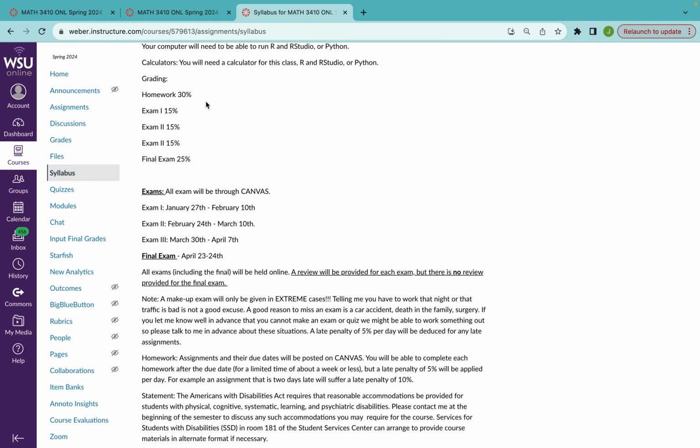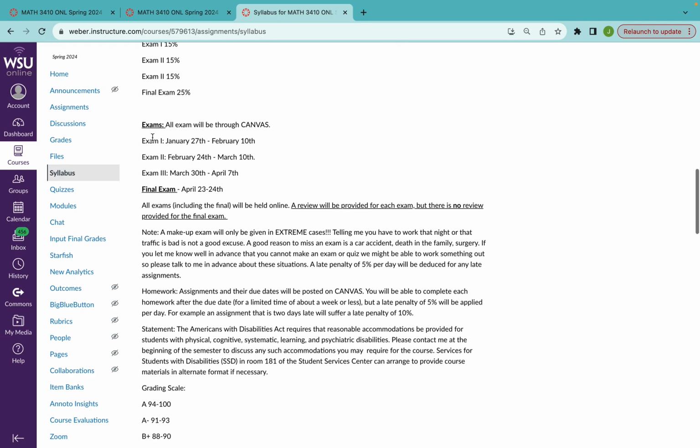So in terms of how you earn your grade, the homework is 30% of your grade. That's worth 2 exams that you can easily see. Each exam is worth 15%, and there's 3 of them, and then there's the final exam. Your exam dates are given right here, okay?